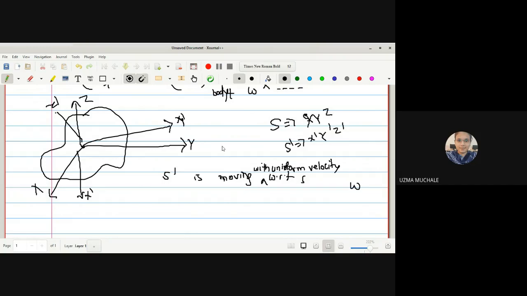Let i, j, k and i dash, j dash, k dash. That means we are considering i, j, k as the unit vectors along x, y, z, and i dash, j dash, k dash as the unit vectors along x dash, y dash, and z dash.